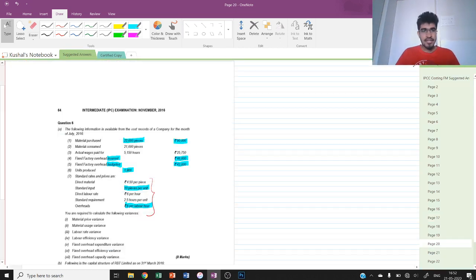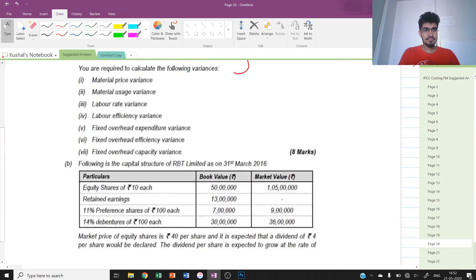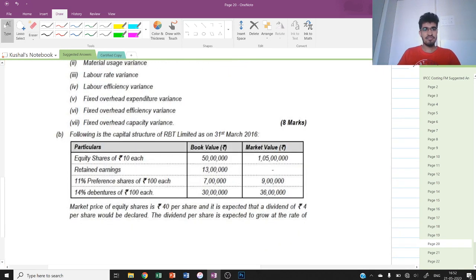Okay, so let's now solve the next question, question number 6b. Following is the capital structure of RBT Limited as on 31st March 2016. The book value and the market value of equity shares, retained earnings, preference shares and debentures have been given.